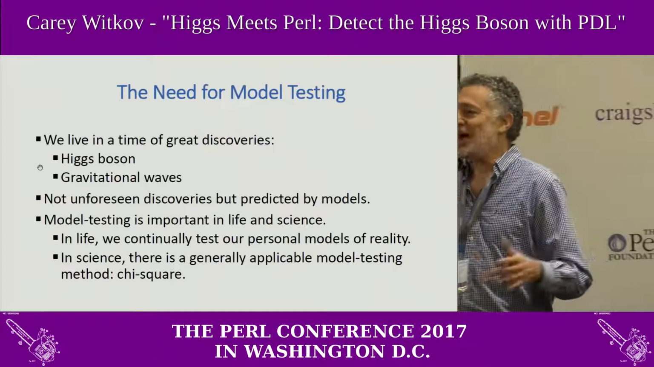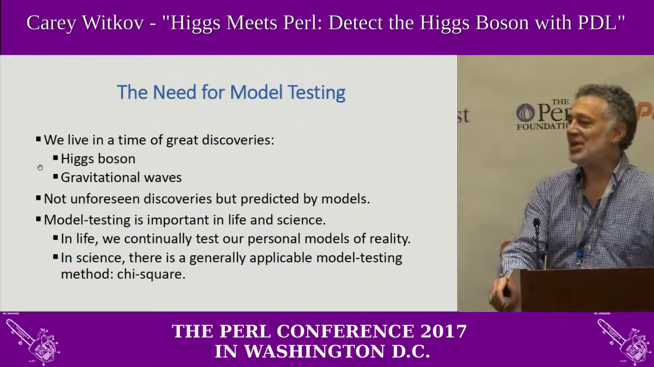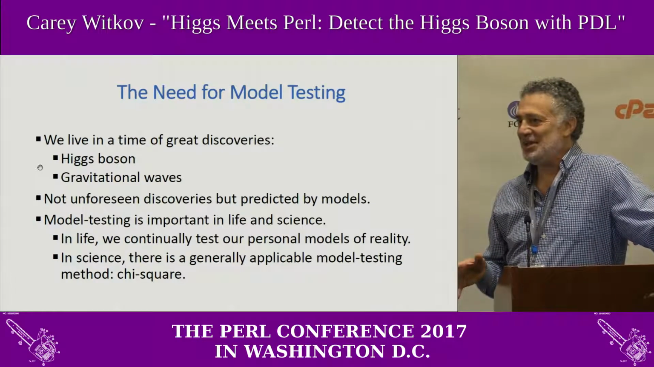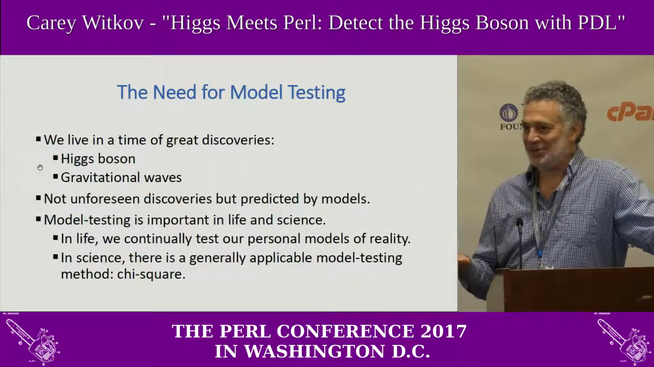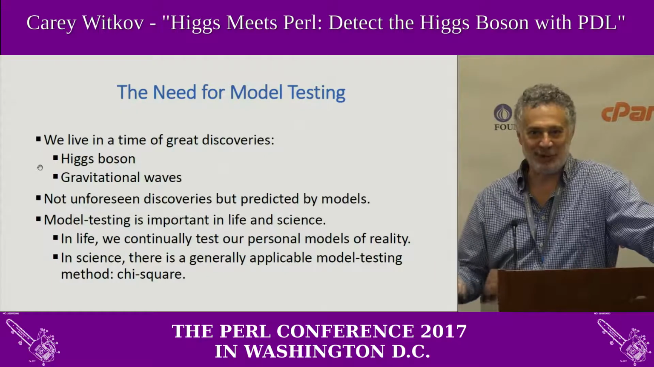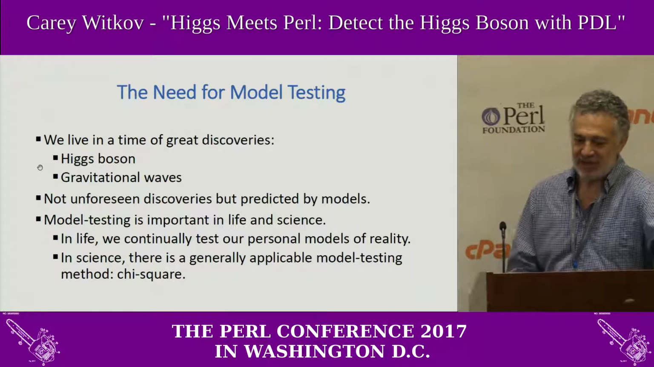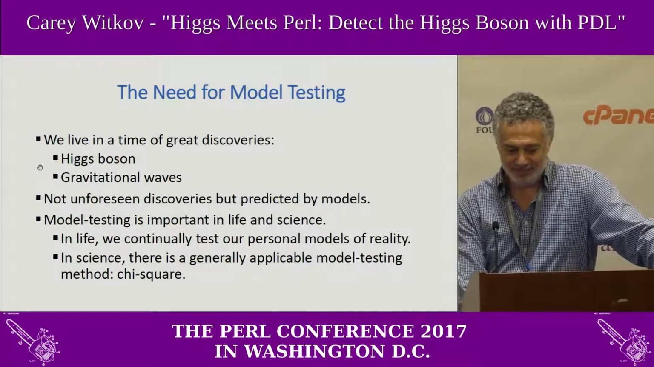So model testing in chi-square. We live in this time of revolutionary discoveries. Higgs boson, gravitational waves. These were not serendipitous discoveries. These were based upon models. We all use model testing in everyday life. We're constantly testing our own personal models of reality. There is in science a commonly used and generally applicable model testing method called chi-square.